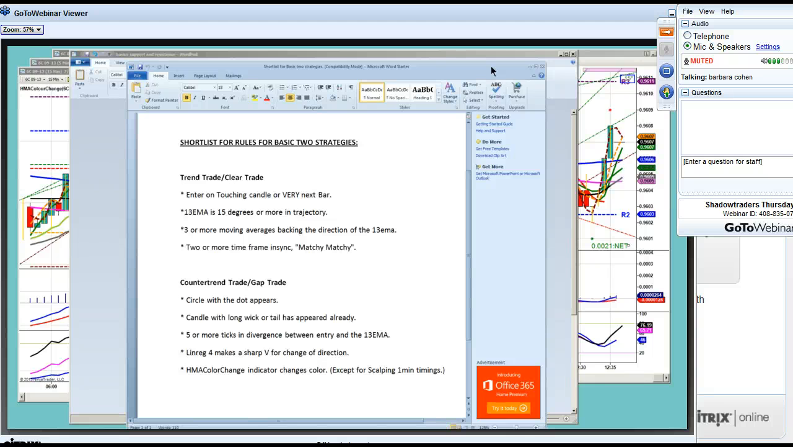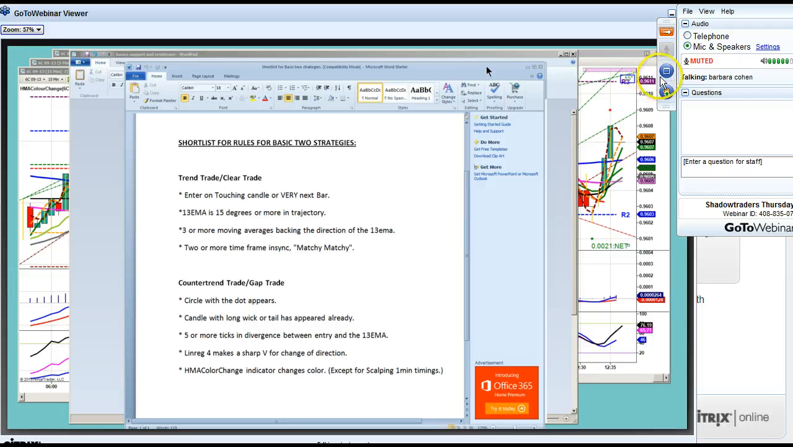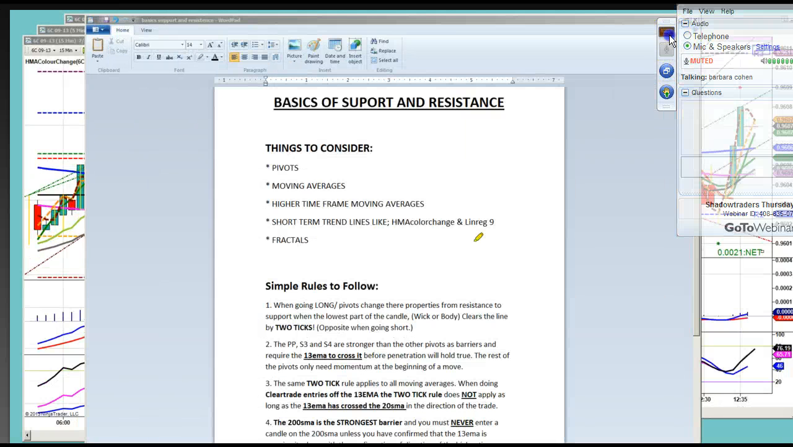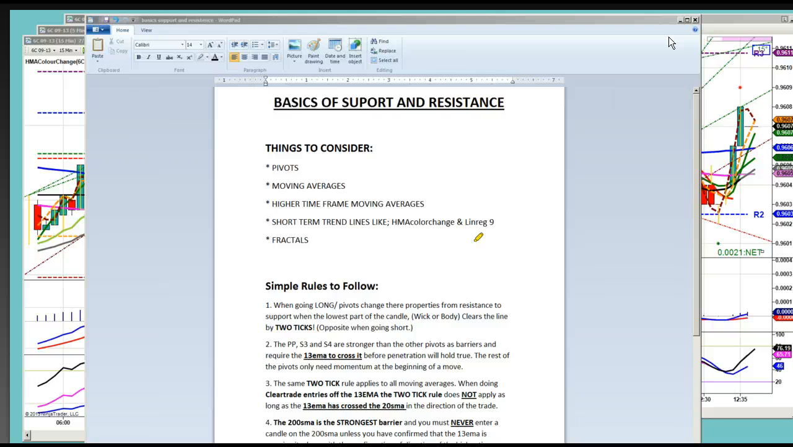Come back to this in just a second. But let's talk about support and resistance, the things that we want to consider. What I've done is created a basic summary, and if you follow these simple rules, they'll keep you out of trouble most of the time, and you'll pretty much know what you're doing.